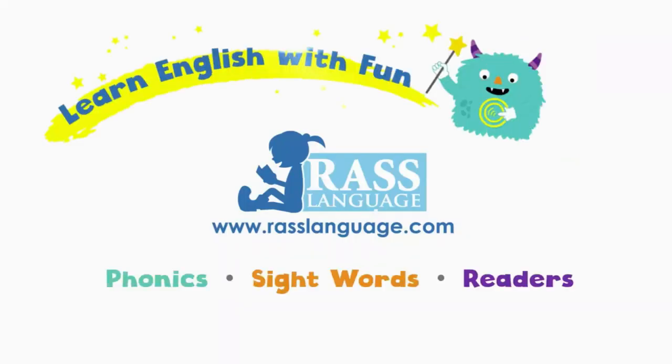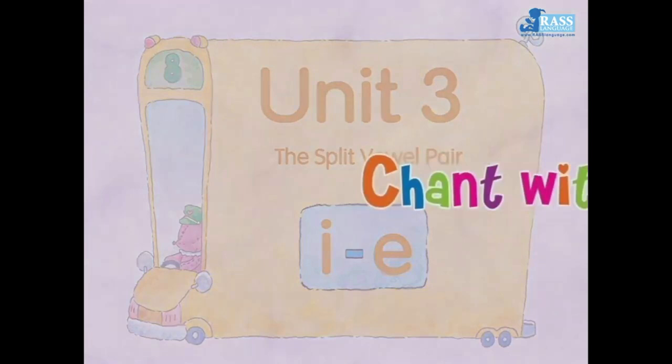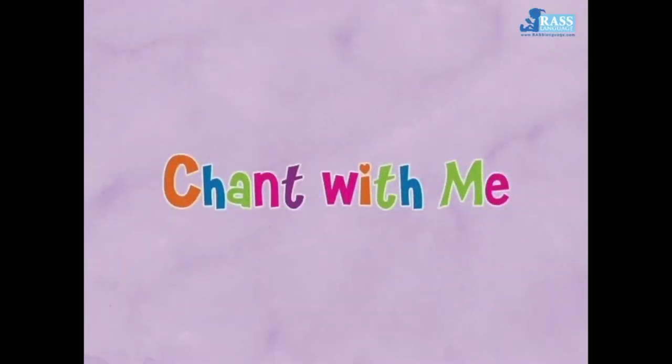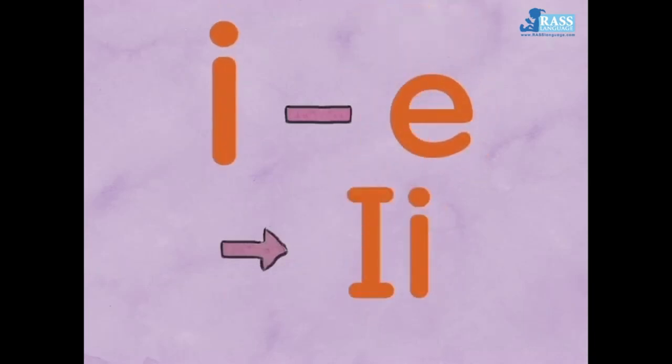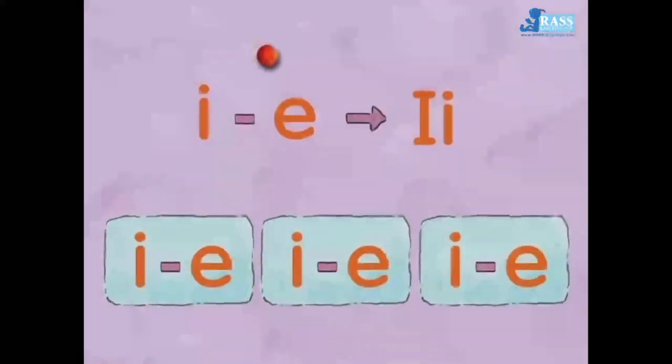RASS Language. Vowel pair I. Chant with me. I E I. I E I. I E I. I E I. I E I. I E I. I I I. I I I. Now chant with me. I E I. I E I. I E I. I I I.